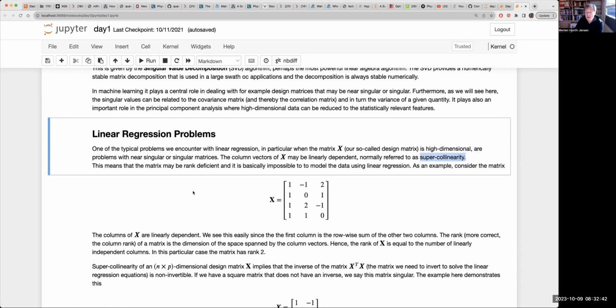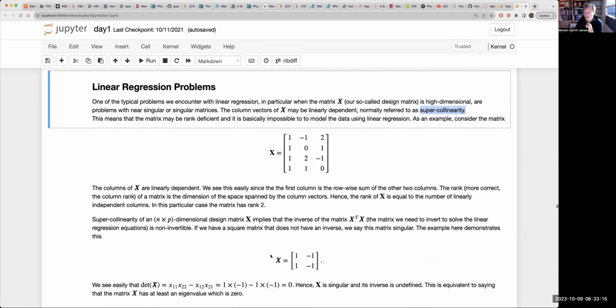So that means that you can basically not invert the matrix. And the columns of this, if you look at this specific example here, they're actually linearly dependent. And you can see that since the first column is the row-wise sum of the other two columns. So that means that the rank of a matrix is the dimension of the space spanned by the column vectors. So this matrix here, instead of being of rank 3, is actually a matrix of rank 2.